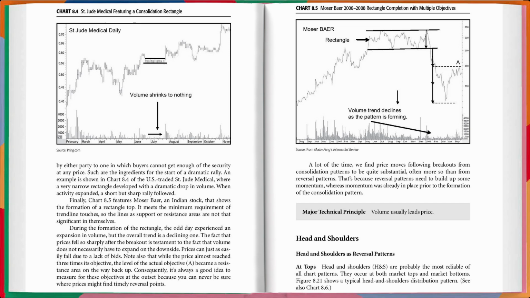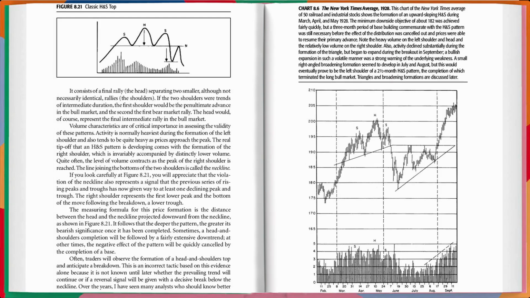See also chart 8.6. It consists of a final rally, the head, separating 2 smaller, although not necessarily identical, rallies, the shoulders. If the 2 shoulders were trends of intermediate duration, the first shoulder would be the penultimate advance in the bull market, and the second the first bear market rally. The head would, of course, represent the final intermediate rally in the bull market. Volume characteristics are of critical importance in assessing the validity of these patterns.